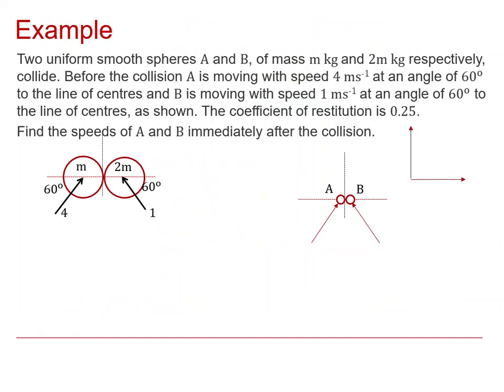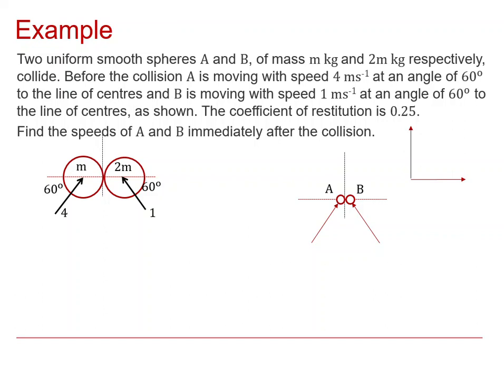So let's take a particular problem now. Two uniform spheres A and B, masses m and 2m kilograms. A is moving with 4 metres per second at an angle of 60 degrees, and B at 1 metre per second, also at an angle of 60 degrees, according to the diagram. So B has got a component along the line of centres towards the left, whereas A's is to the right. And we're asked, using the coefficient of restitution as 0.25, to find the speeds of A and B immediately afterwards.